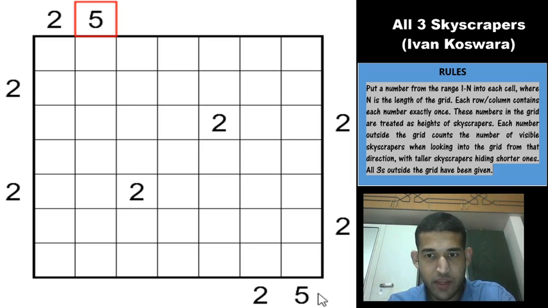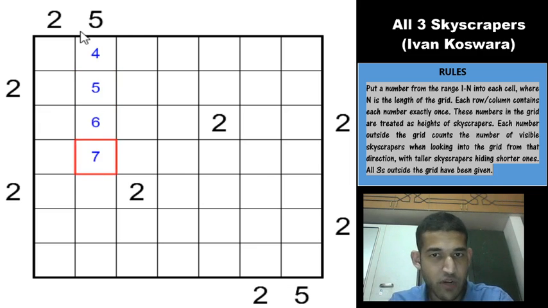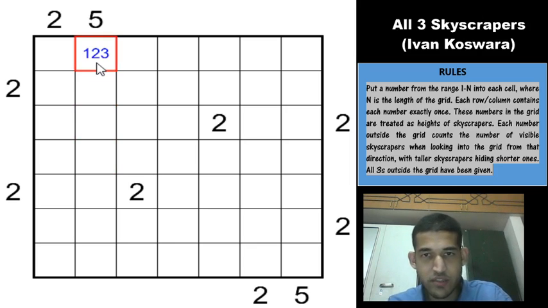So we'll start by using the highest clues in the grid. The 5 clue means that you can have only 1, 2 or 3 here, because if you have anything more than that, let's say you have a 4, then the number of buildings that you can see from this direction is maximum 4, 5, 6 and 7. So you can see only maximum 4 buildings in this direction. So you can only have 1, 2 and 3 here. And similarly, this cell will also have 1, 2 and 3 and not anything more than that.